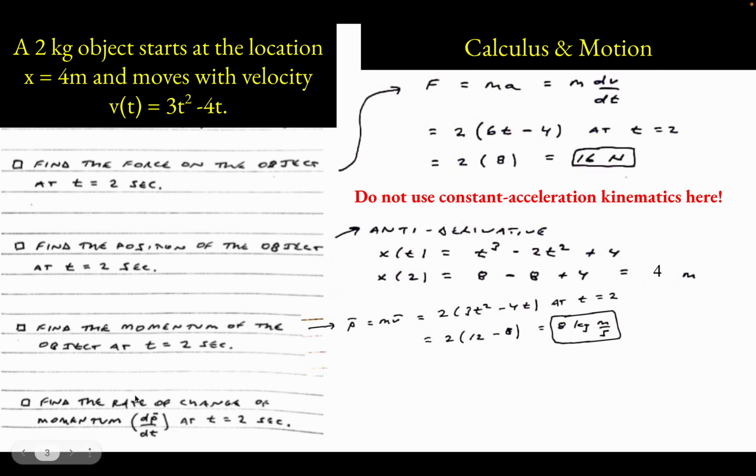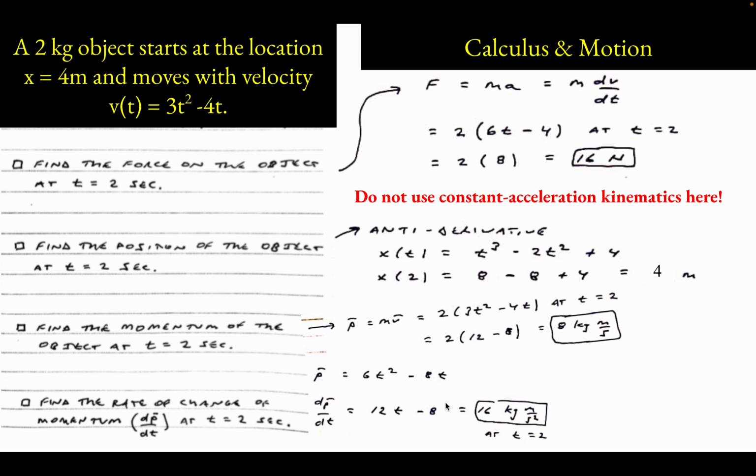Finally, we're asked to find the rate of change of momentum. Well, here we have this time-dependent momentum function, so let's just take the derivative of that momentum function. The momentum function would be 6t squared minus 8t, and then just take the derivative of that function, 12t minus 8. This would be the rate of change of momentum at any time.